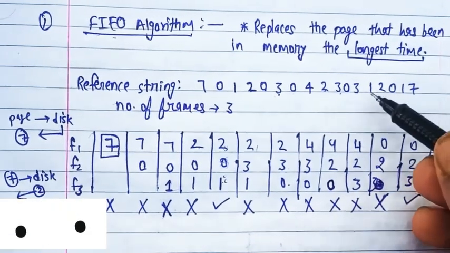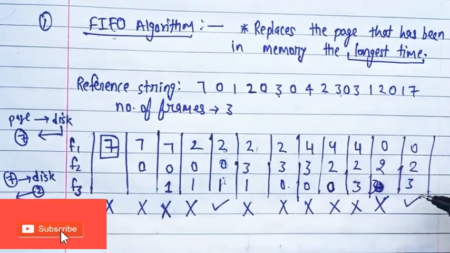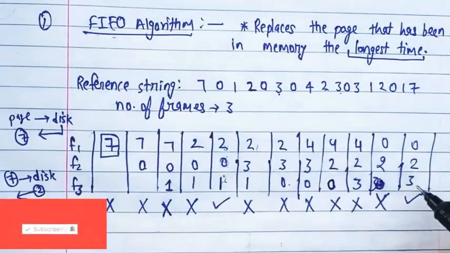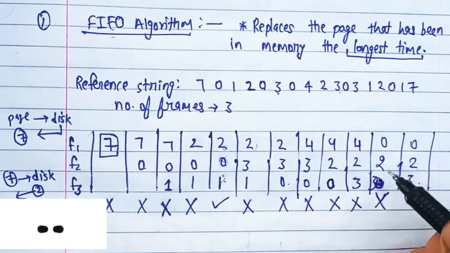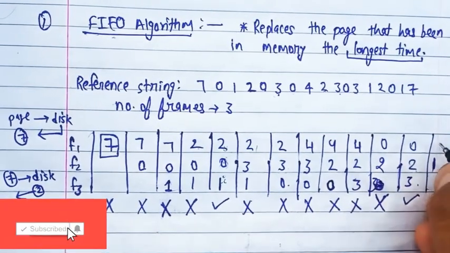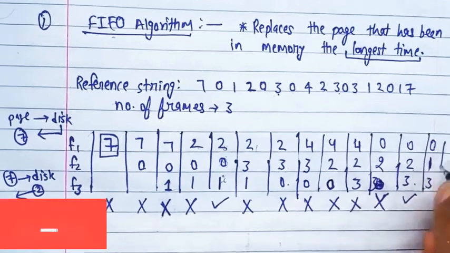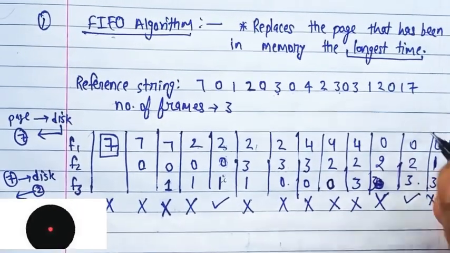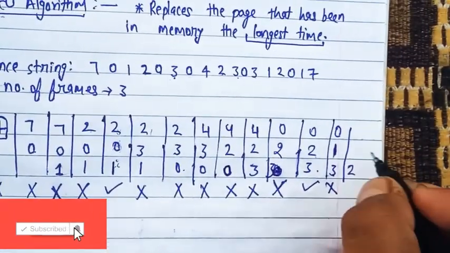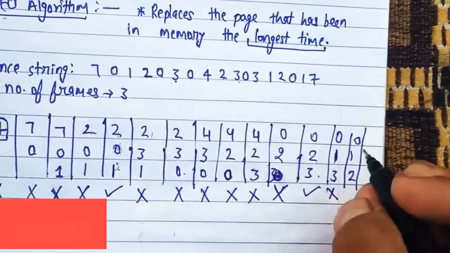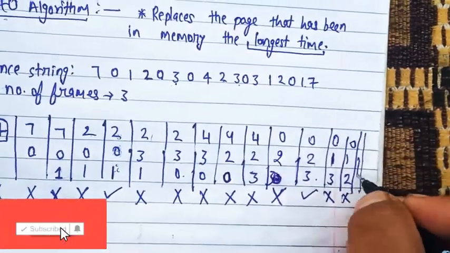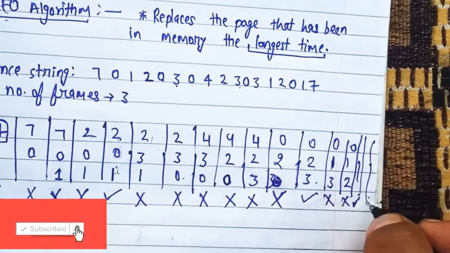Okay, and in the case of 1, 1 is not present in this region, so you will swap it using FIFO. So which one came first, 2 or 3? So 2 came first, so replace 2, so 0 3. And in the case of 2, 2 will swap with 3, so here 2 1 0. In the case of 0 and 1, it will be as it is.